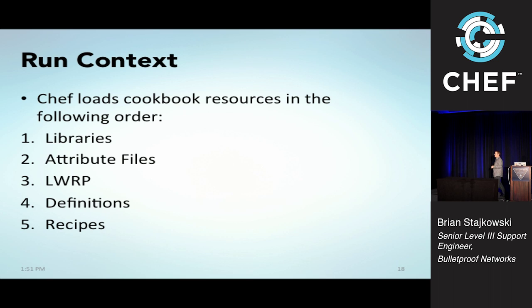But before, let's talk about run context. So heavyweight resource providers, the files that you create are under libraries. So the libraries folder is where you create those files. Those files can be called anything. It's more about the class name that you create, and you'll see that in the two cookbooks that I provided. Now, run context loads your cookbook resources, right? It loads all the assets in your cookbook. And it starts with the libraries that you created, then next the attribute files, lightweight resource providers, definitions, and recipes.